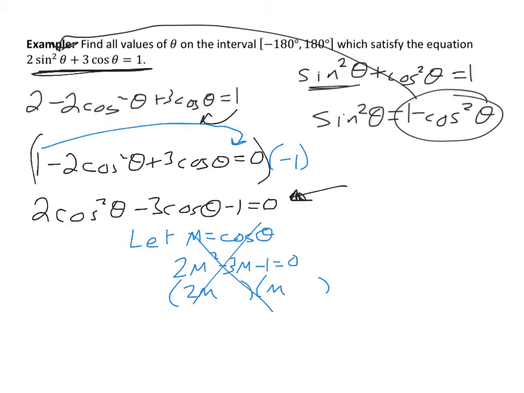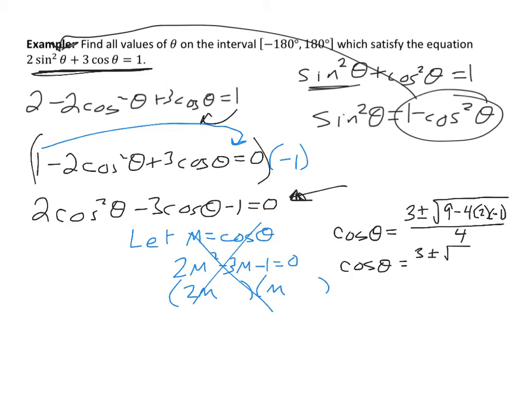So in using the quadratic formula here, we're gonna have cosine theta is negative b plus or minus the square root of b squared minus 4ac, all over 2a, which is going to give me 4. So cosine theta is 3 plus or minus the square root of 9 plus 8, which is 17, over 4. So that means that there's two things cosine could be. Cosine theta could be 3 plus root 17 over 4, or cosine theta could be 3 minus root 17 over 4.